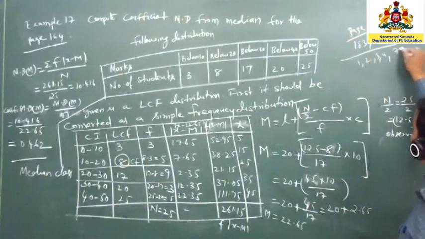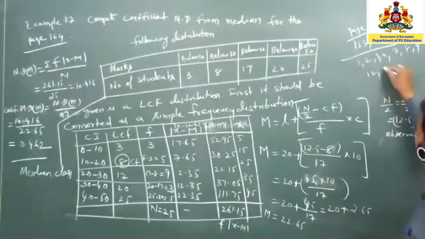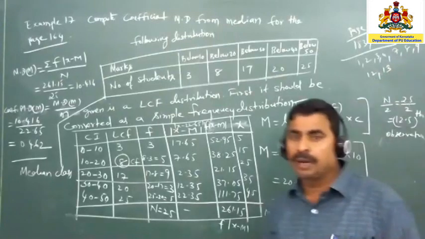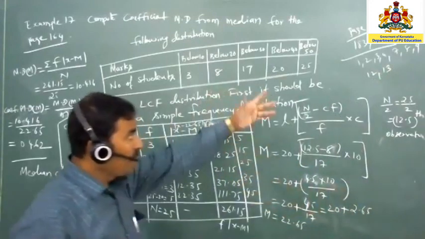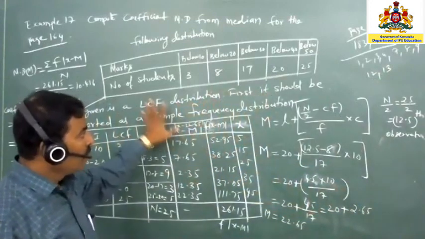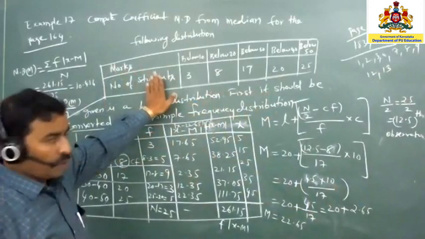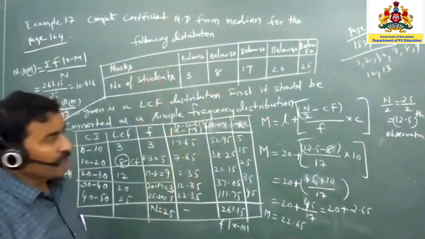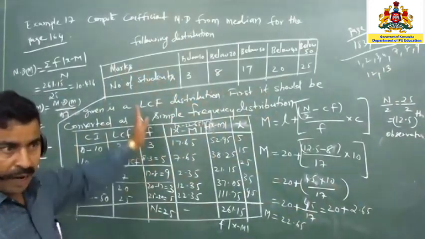Problems 4, 7, 8, 9, 12, 13. Then you practice the remaining sums. First complete these sums and see the answers. For any twisted questions like this, you convert into a simple frequency distribution and apply the procedure.